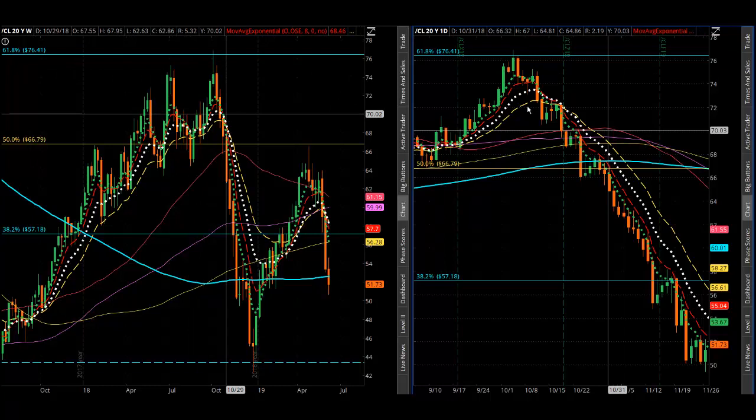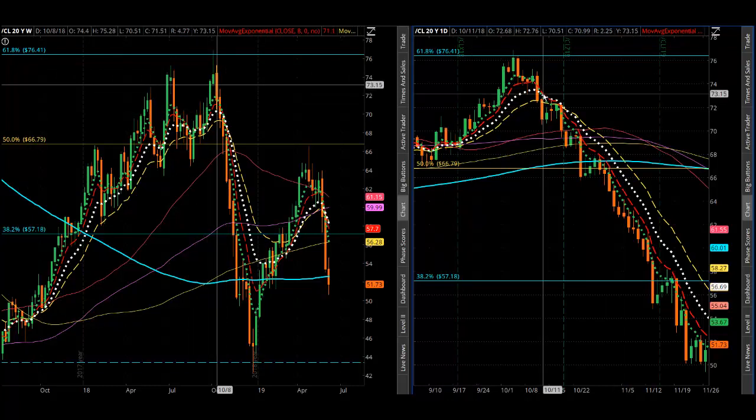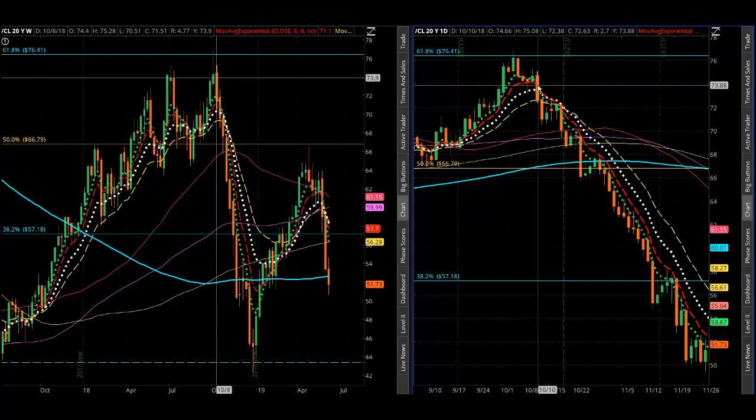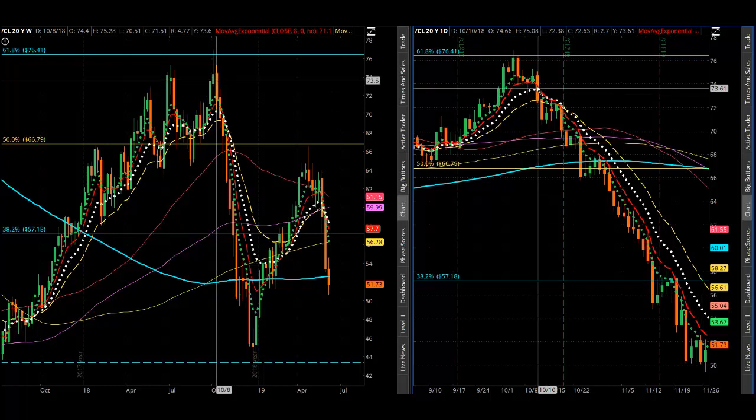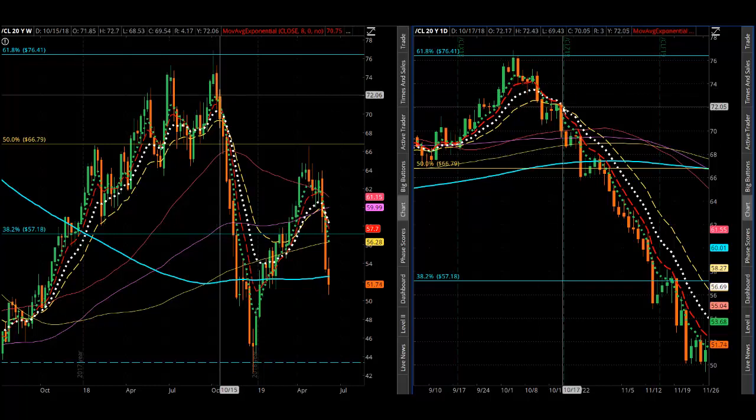So if you look here, my crosshairs, you'll see that on the daily on crude oil, back in October of 2018, we see the moving average crosses. You've got the 5 period crossing the 13, the green crossing the white, and then you've got the red here crossing the 21, and this accelerated that momentum from that reversal, that crossover.